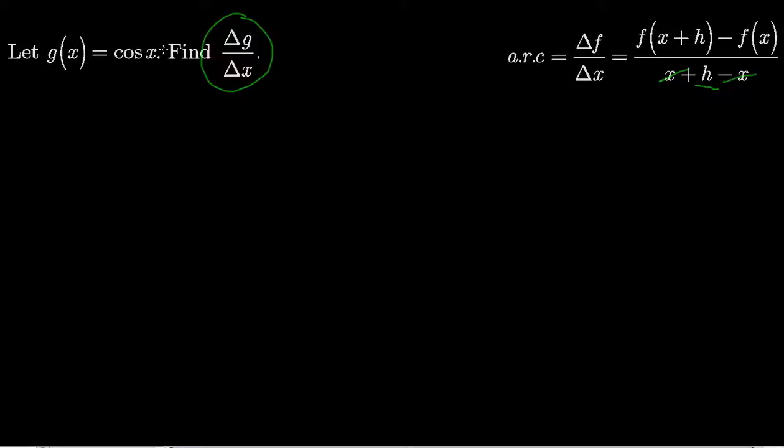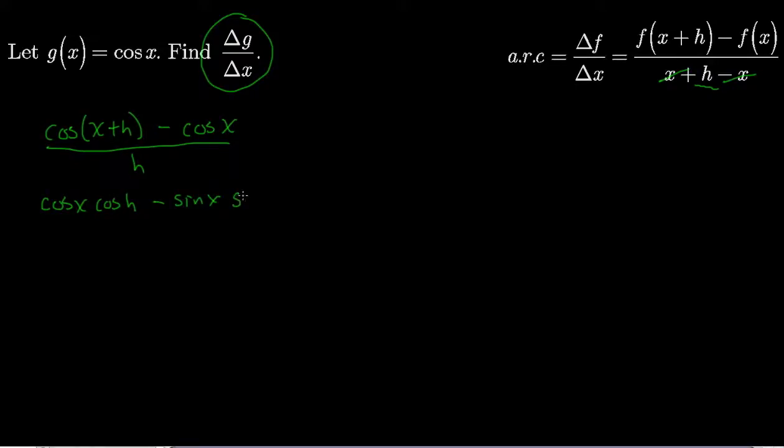So let's use cosine x in our average rate of change formula. I need to find the cosine of x plus h and then subtract off the cosine of x and divide that all by h. Cosine of x plus h uses the addition formula, so I'm going to have cosine cosine minus sine sine: cosine x cosine h minus sine x sine h, minus the cosine x that was in the numerator to begin with, all divided by h.